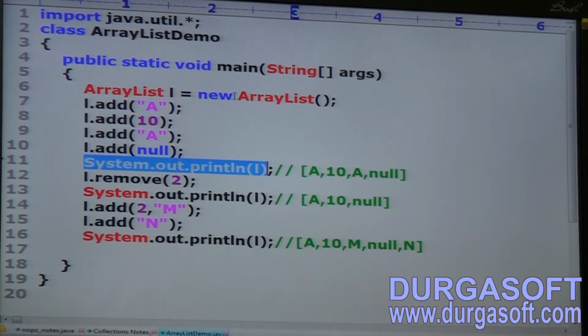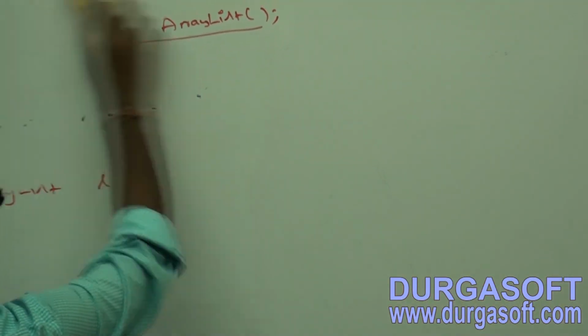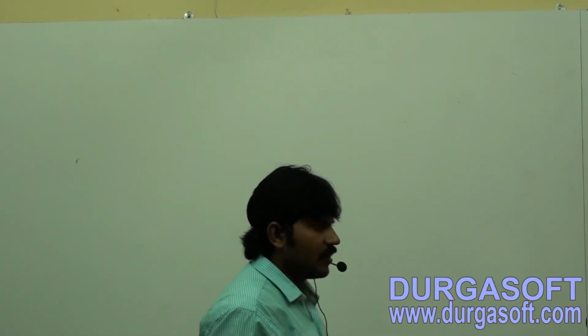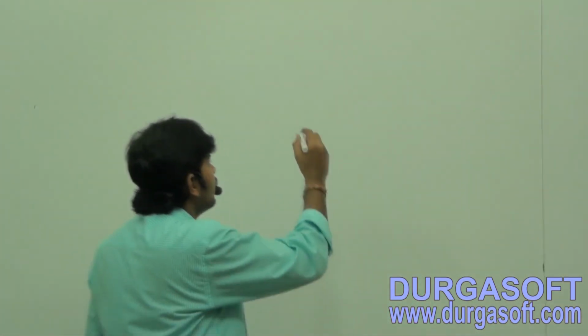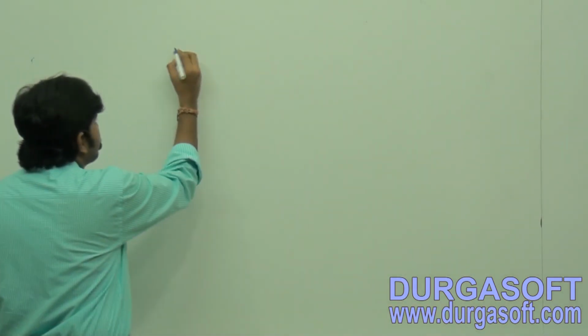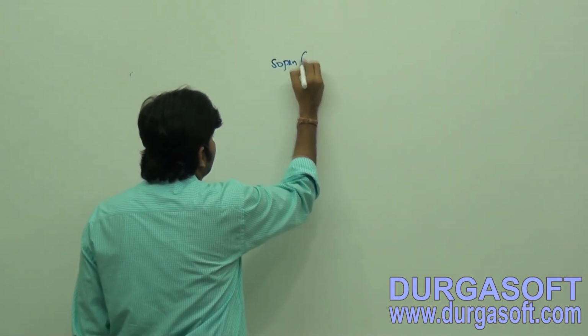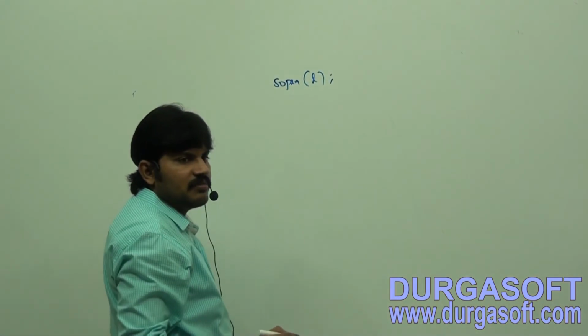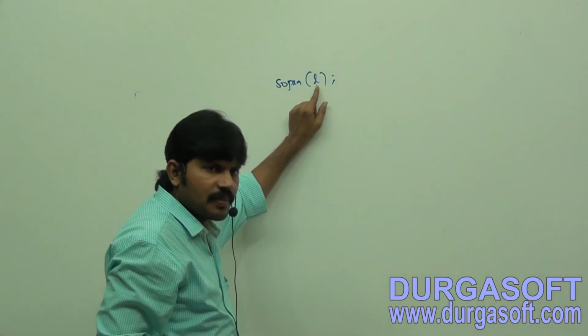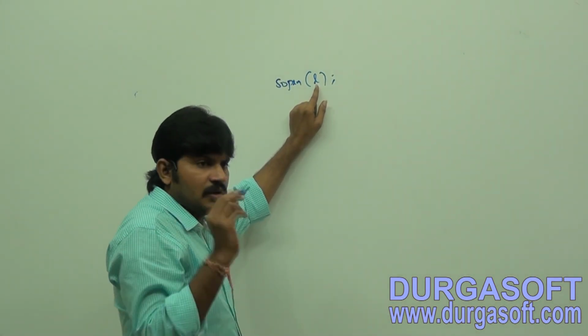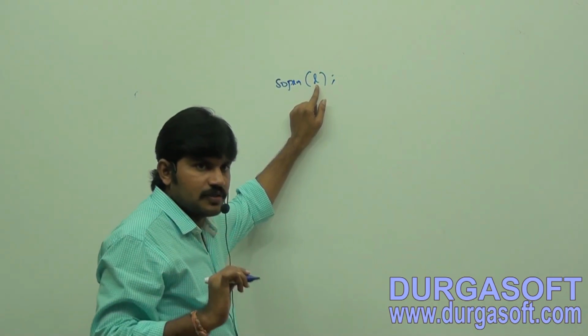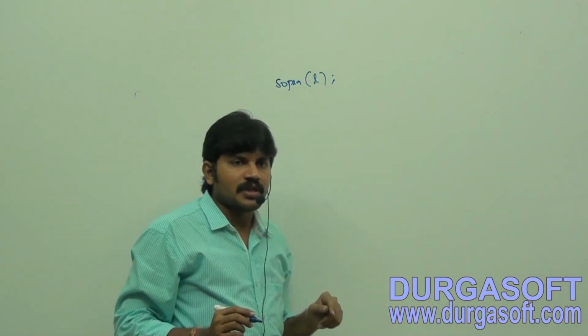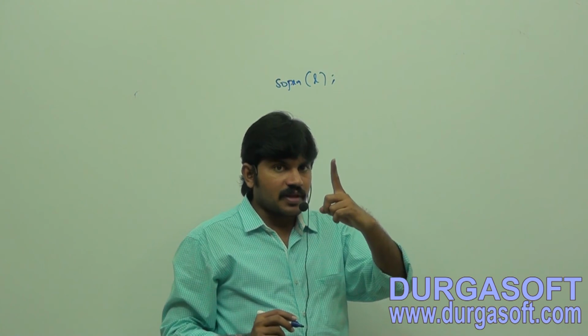Here just observe. First, which thing did we add? A. Next 10. Next A. Next null. So System.out.println(l). Sir, if I print l, can you tell what l is? l is a reference to an ArrayList object. If you try to print any object reference, internally the toString method will be called.